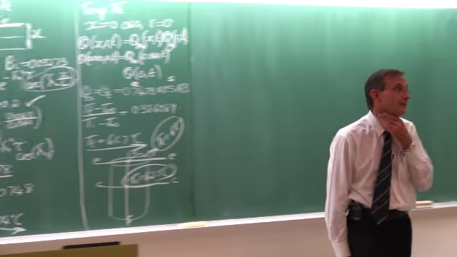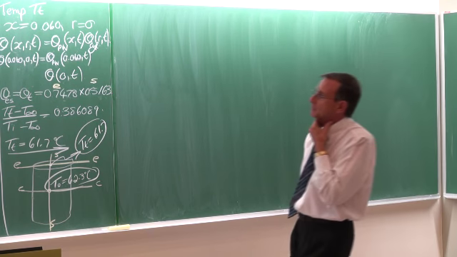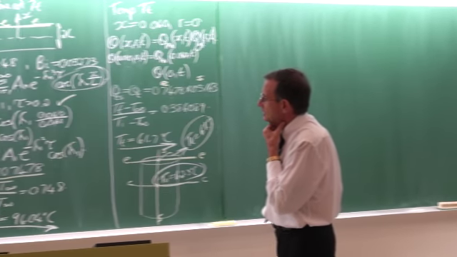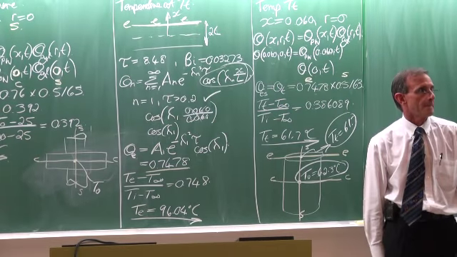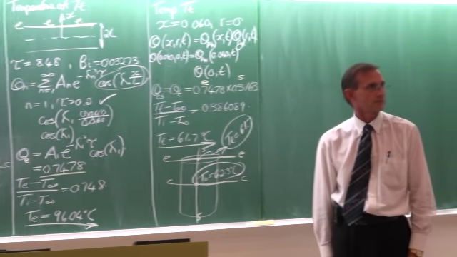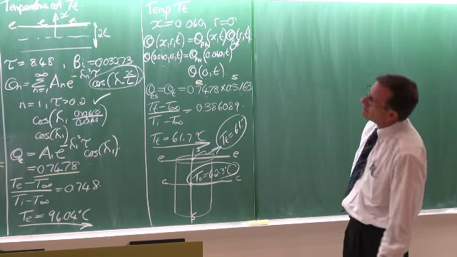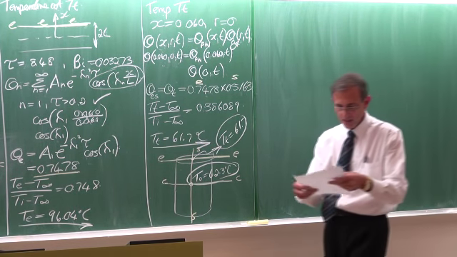The plate is at a higher temperature. Do you mean the solution there? At E it's 96.04. But isn't that sort of like an average, or what are you guessing? I don't know, let's see. Okay. Let's see what happens.